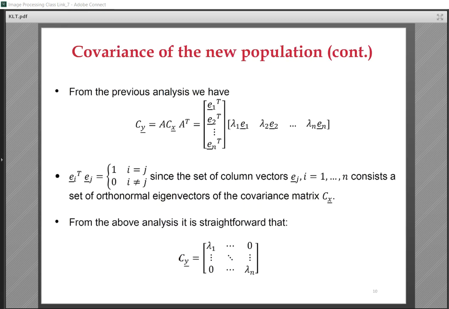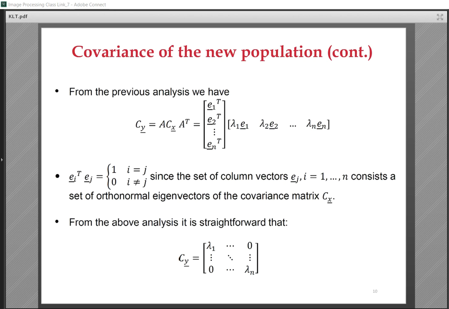That's right. This was Cx A transpose, but here Cy is A times Cx A transpose. What was A? A is E1 transpose, E2 transpose, etc. Cx A transpose we had in the last slide: lambda 1 E1, lambda 2 E2, etc. Here we multiply this vector by this vector, this item by this item, etc.